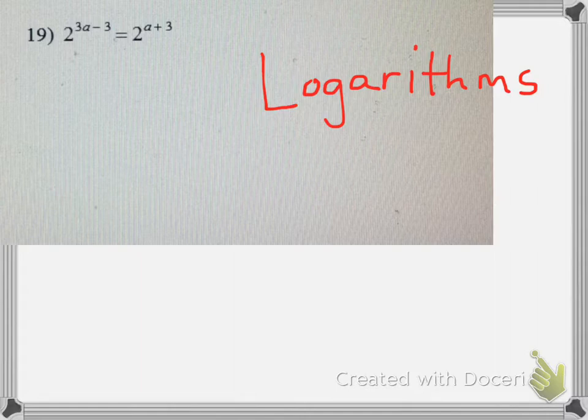All right, these are just exponents. When you have a base 2 to the exponent and another base 2 to the exponent, these can just cancel. So you just get 3a minus 3 equals a plus 3. And then you solve that.